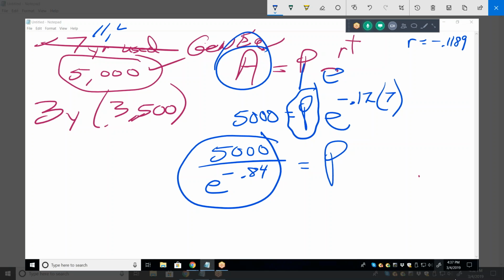11,492. And that does make sense. In other words, in 7 years, it lost a little bit more than half its value. And we know that 6 years later, lost a little bit more than half its value. And 3 years later, it lost about a third of its value. So everything is in the right ballpark.